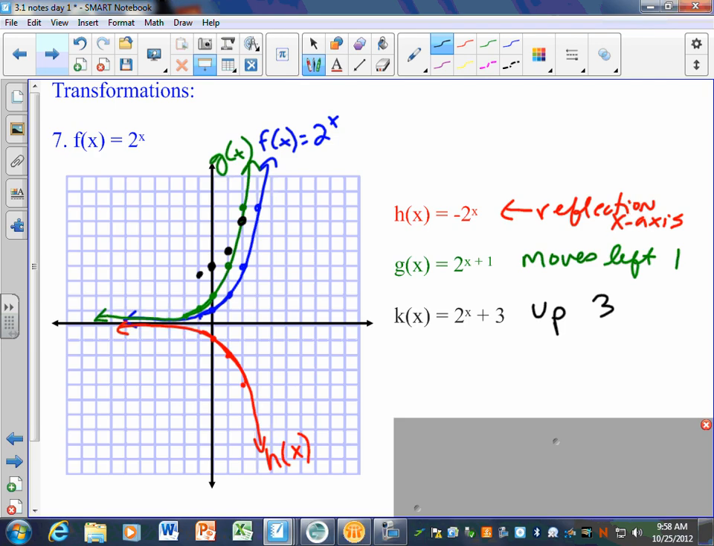And here's what I want you to think about. Normally the asymptote is 0 because there's nothing added or subtracted out here. Whatever this is will be your horizontal asymptote, which means you're never going to get values smaller than 3 now.